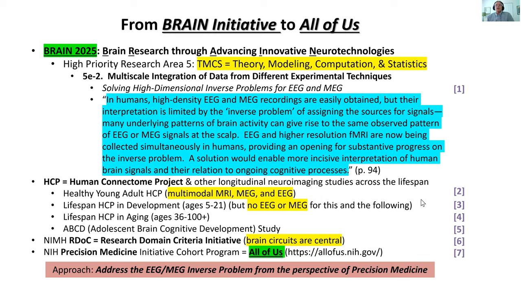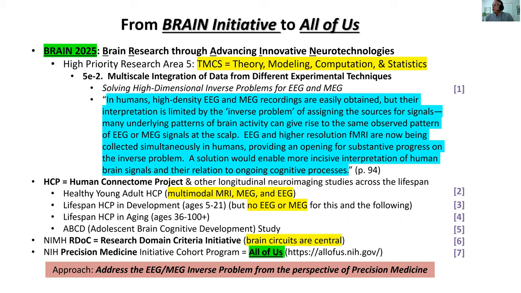Now, so that's a pretty high profile grand challenge type US initiative. Another one is the Human Connectome Project. To quote this original reference number 2, it's a systematic effort to map macroscopic brain circuits and their relationship to behavior in a large population of healthy adults. So rich MEG and multimodal MRI data sets from this study are available online at humanconnectome.org.